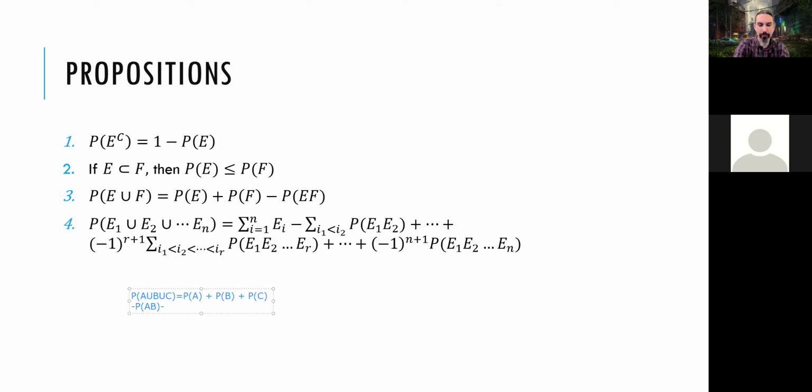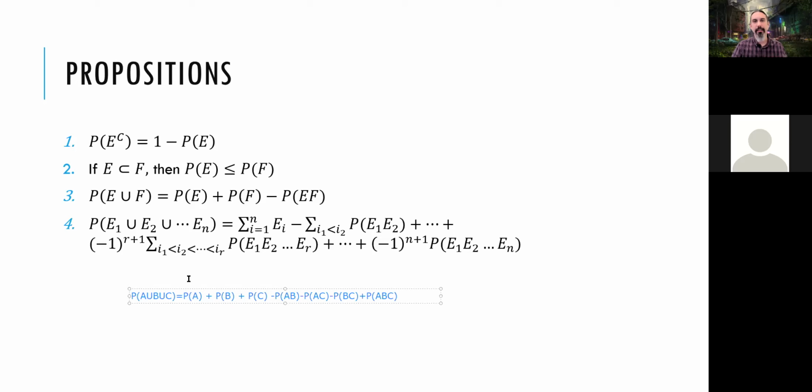Minus probability of AC, minus probability of BC, plus probability of ABC. Now, this version you should remember from high school, I guess. It's again from set theory. Instead of the number of elements, we're using probability once again. This is the general form, of course.